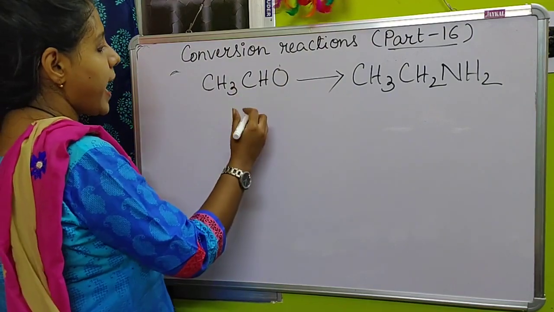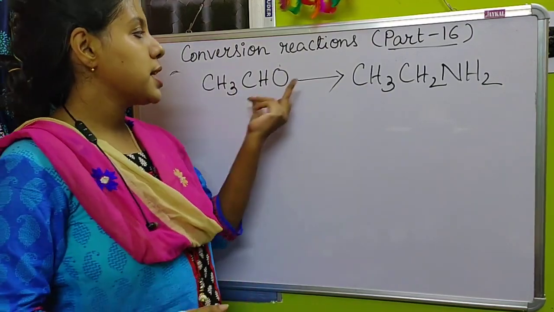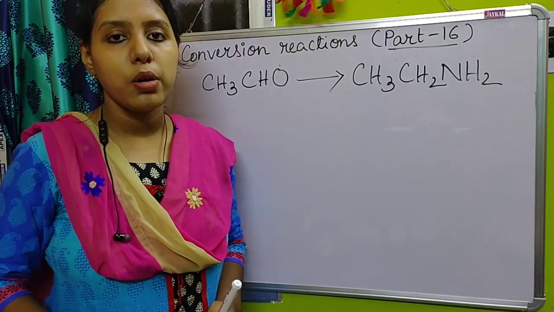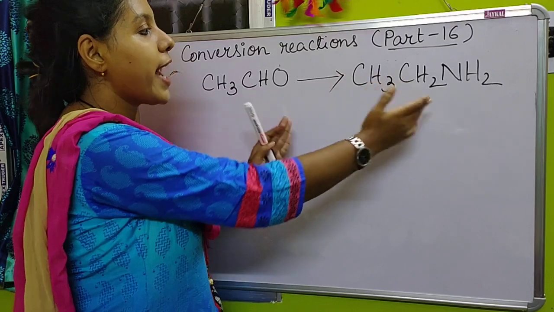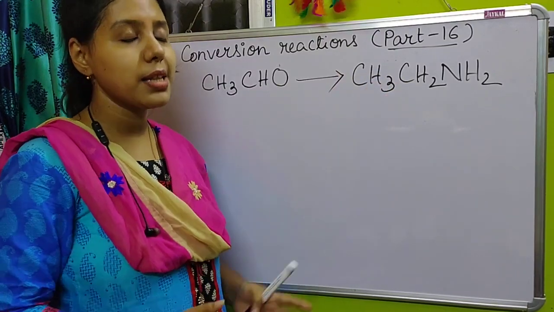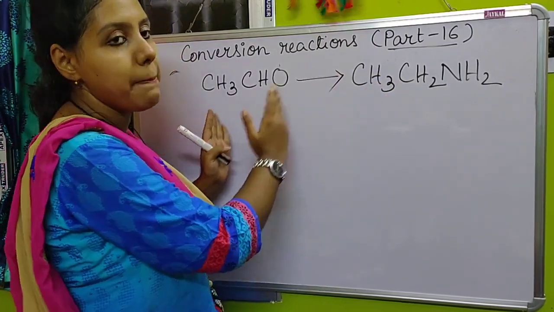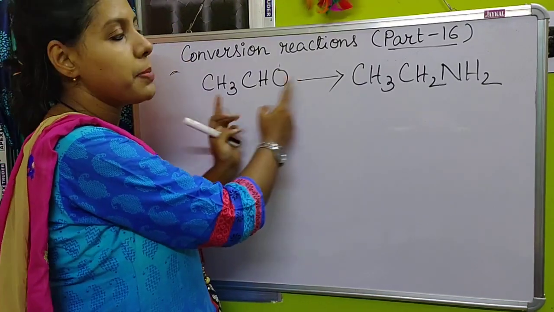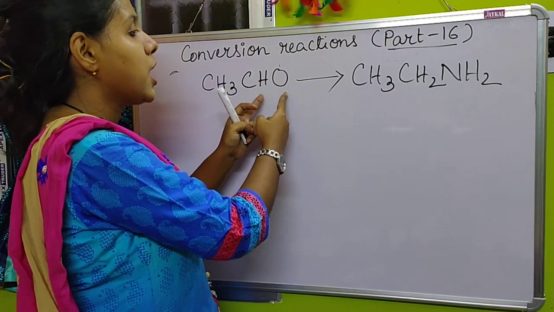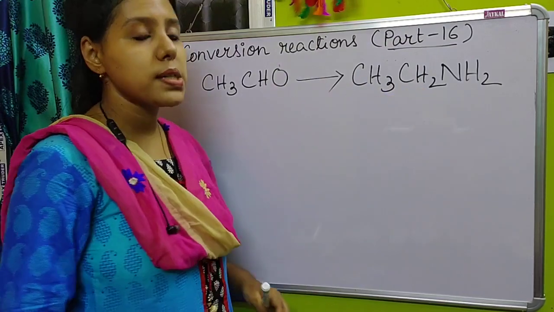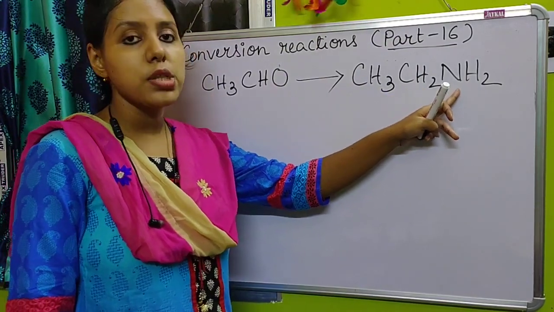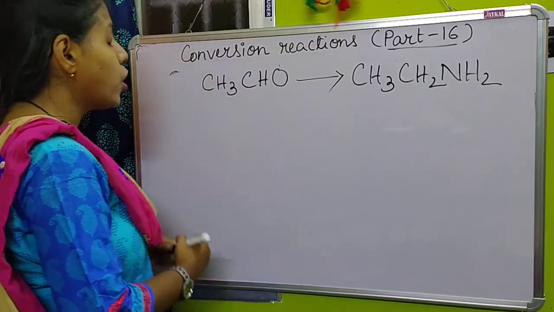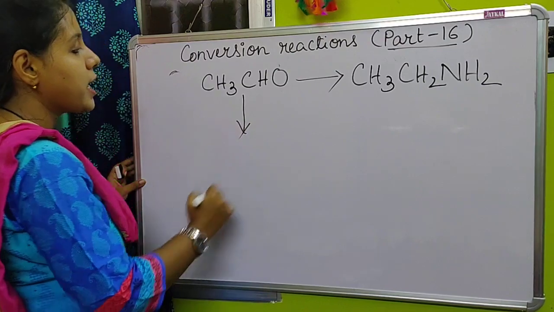In acetaldehyde, first of all, we have to see the difference. For conversions, you have to have good observing power. You have to observe what the differences are between the initial compound and the final compound. There are 2 carbons here and 2 carbons there, but here there is oxygen and there is no oxygen. In place of oxygen, we see a nitrogen. That means addition of nitrogen is important here, so we have to add a compound containing nitrogen.